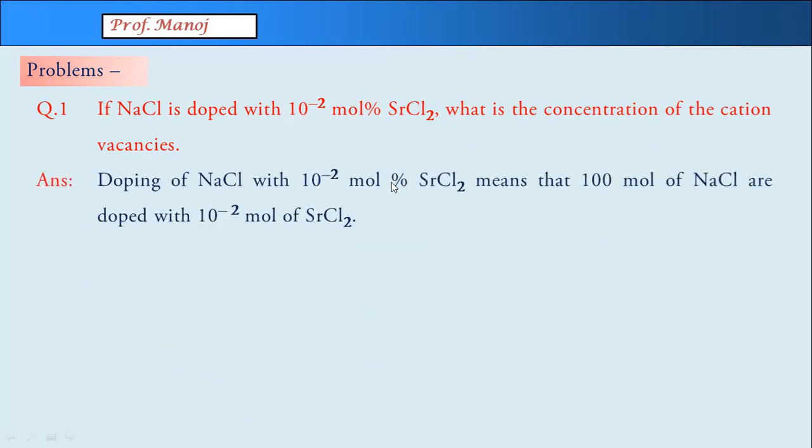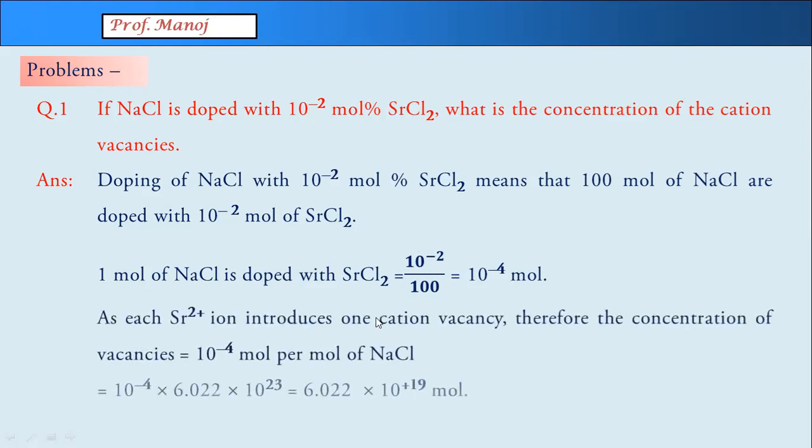10 raised to minus 2 mole percent means in 100 moles of NaCl, 10 raised to minus 2 moles of SrCl2 is present. We convert it into moles, 10 raised to minus 2 upon 100. And now you multiply this by Avogadro's number, you will get the corresponding number of vacancies. That is all we do to find out. So these many vacancies are present in that 1 mole of the crystal.